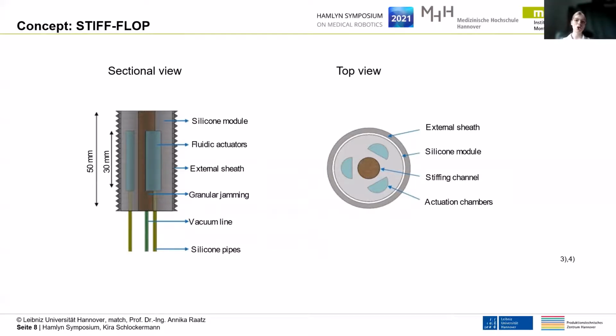On the left side, we can see the sectional view of the 50 millimeter silicone module. On the right side, we see the top view, which shows 3 semicircular air channels and a central granular channel.